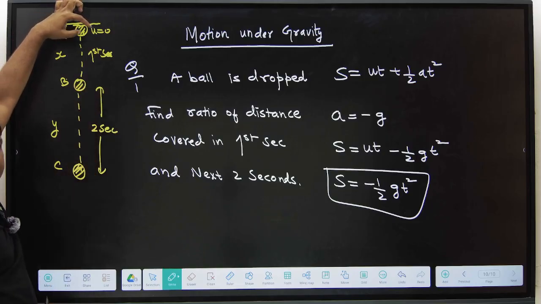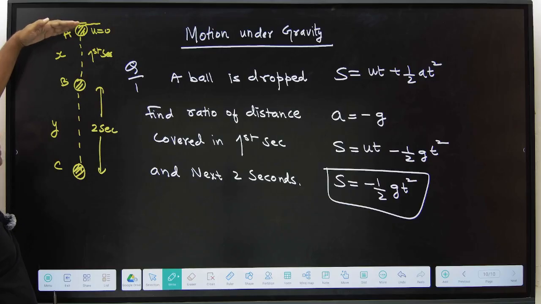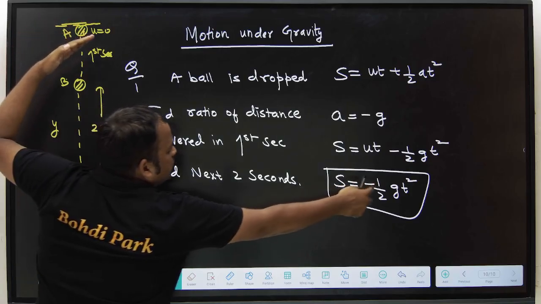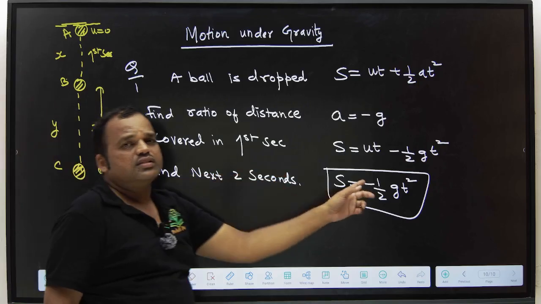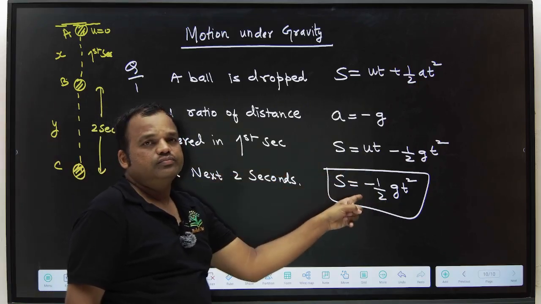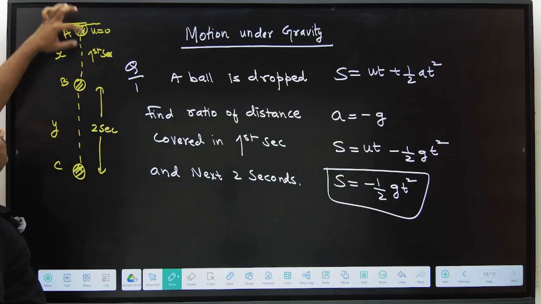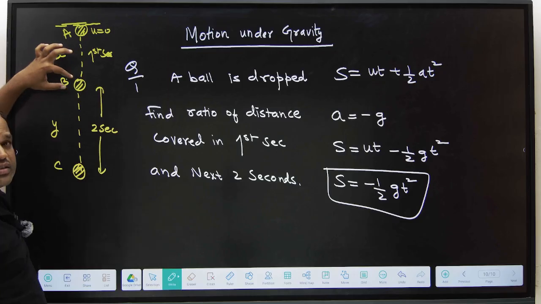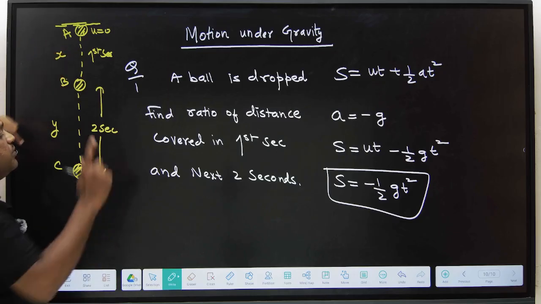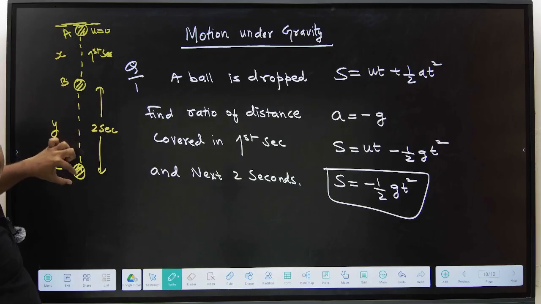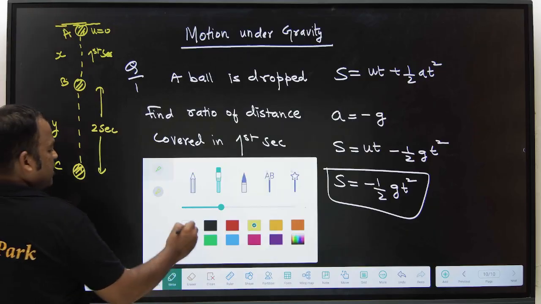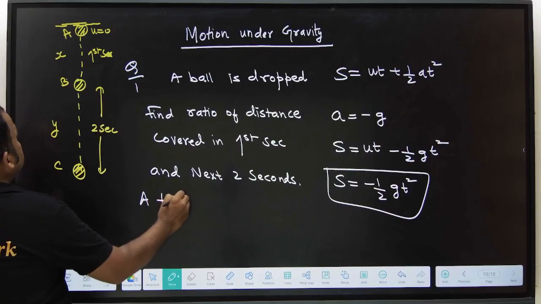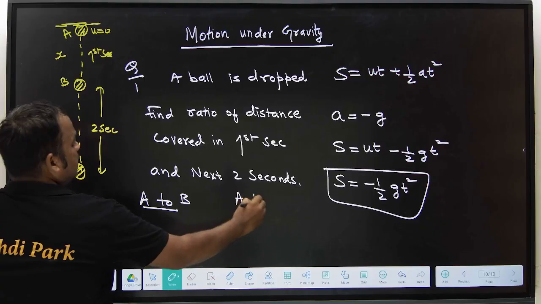A ball is dropped from A, so initial velocity at A is 0. So we will use the equation S = minus half gt square from A to B, because this equation is applicable only when u is 0. So for A, u is 0, so for A to B we will use S = minus half gt square, and next we will use it again for A to C. For A to C, u is 0. So let's write for A to B and A to C.